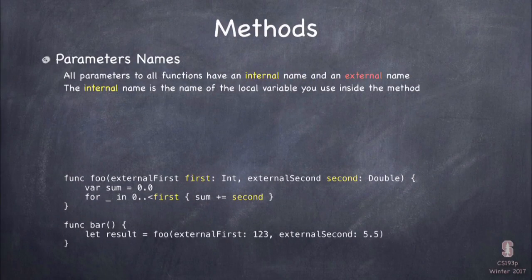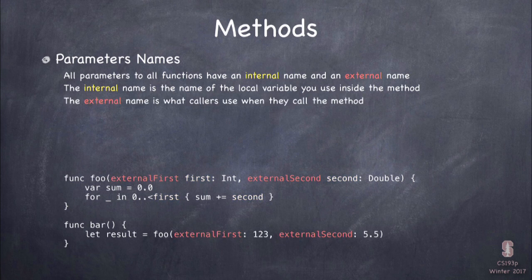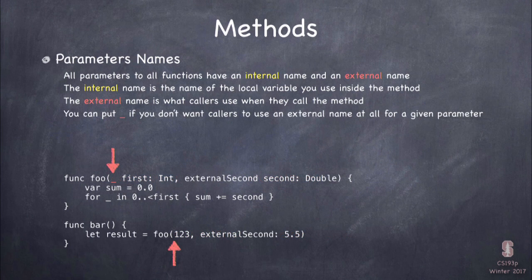Let's talk a little bit about the syntax of methods. I'm going to go fast on this. Hopefully you all understand this. All parameters have external names and internal names. The internal name is used inside the implementation of the function. So here I have these two functions, foo and bar. Bar calls foo. You can see that inside foo's implementation, it is using first and second, whereas when bar calls foo, it uses externalFirst and externalSecond as the names of the items. And you know that you can put an underbar to make it so there's no external name. We only do that 99.99% of the time with the first item. And why do we do it?